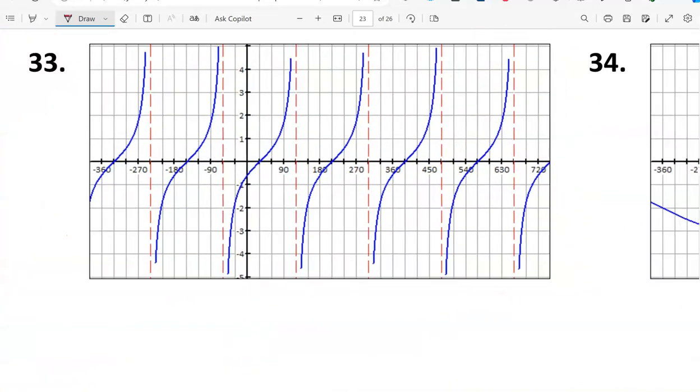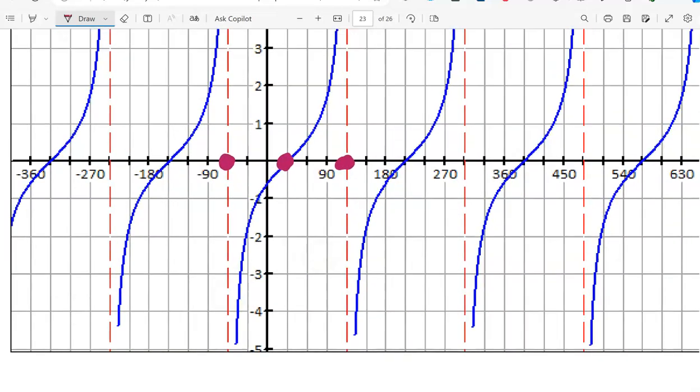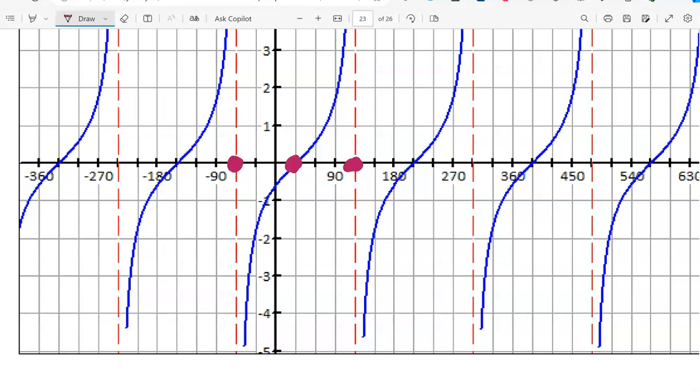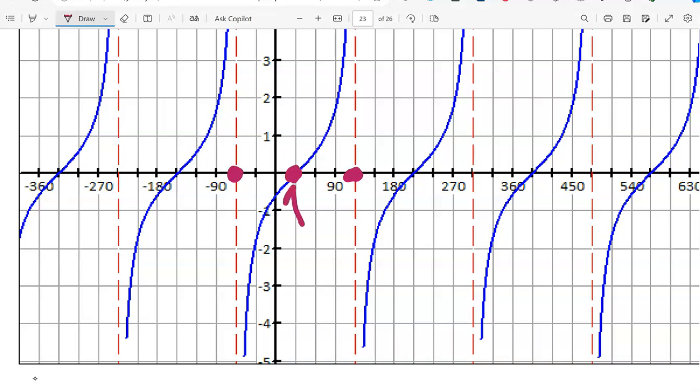For number 33, this is obviously a tangent function. I'm going to choose this as my new origin. Notice that the asymptotes are the same distance left and right of that new origin, so we can just average those two together and find that new origin. If the new origin is right here, then our C, comma, D, which is the phase shift, comma, the vertical shift, is 30 degrees, comma, 0. So C and D are 30 and 0.